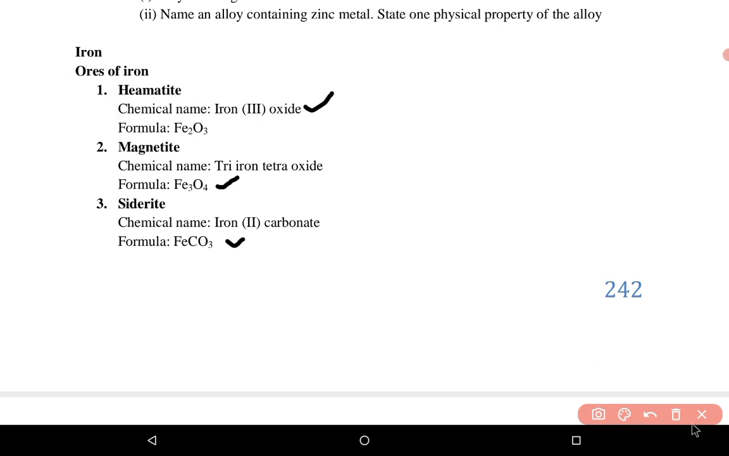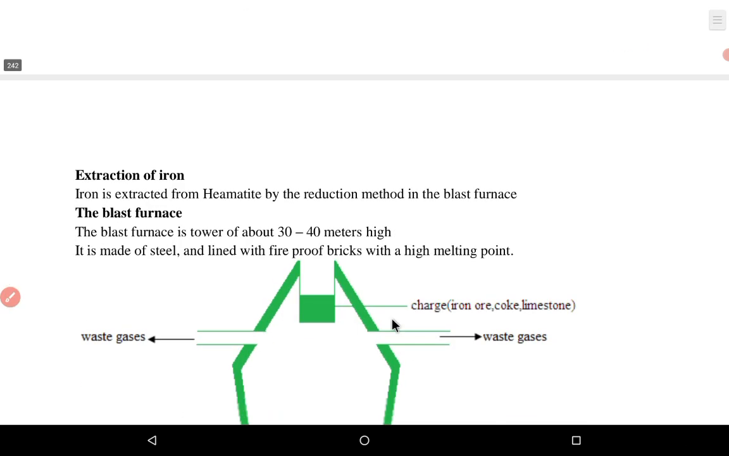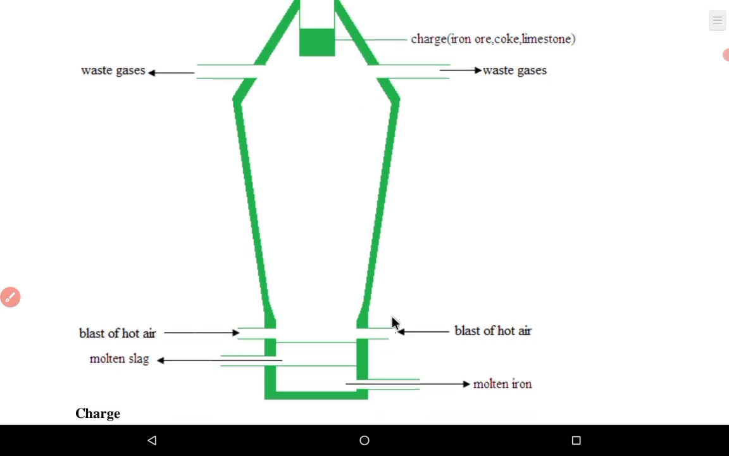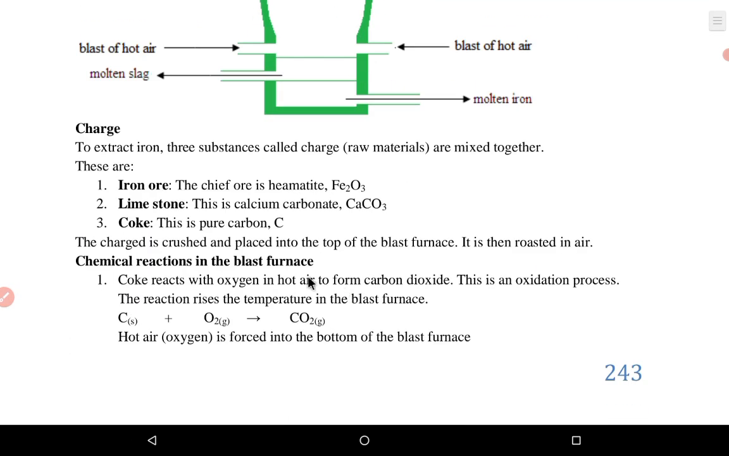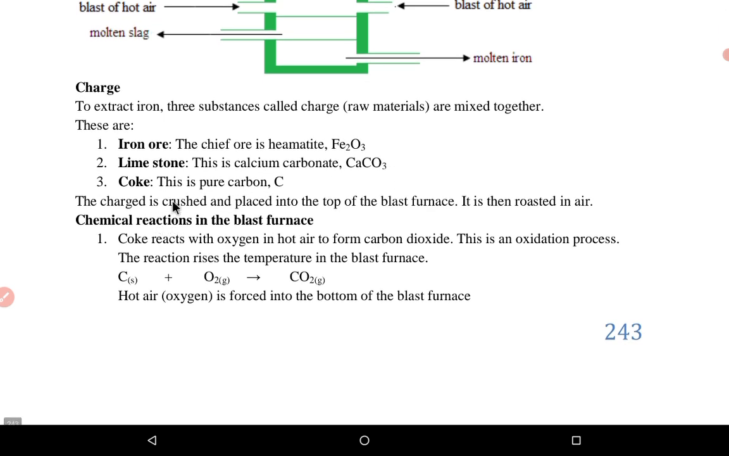Then extraction, we said it occurs in the blast furnace. So the charge, to extract iron, 3 substances called charge or raw materials are mixed together: the iron ore, which is hematite; limestone, which is calcium carbonate; coke, which is pure carbon. So this charge is crushed and placed into the top of the blast furnace. It is then roasted in air. Roasting in air means it is burned in air, and in air we have oxygen.